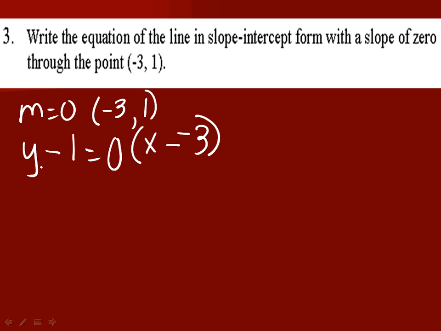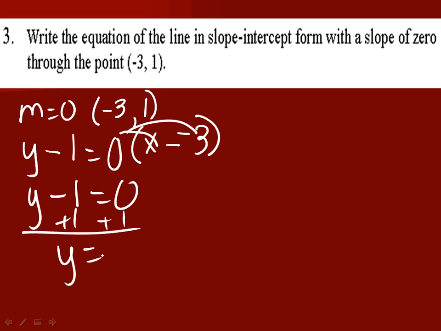Yeah, I don't even have to talk. So y minus 1 equals, what happens when I multiply by 0? You get 0. Now what? Plus 1. And so y equals 1. Now what kind of a line does this make? Horizontal or vertical? This is going to make a horizontal line.